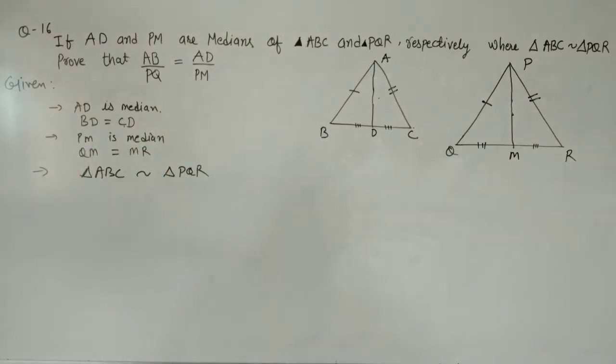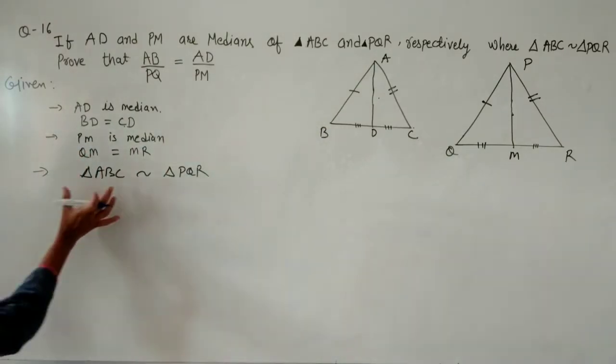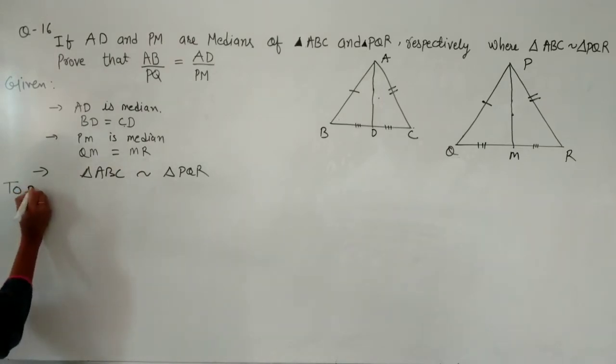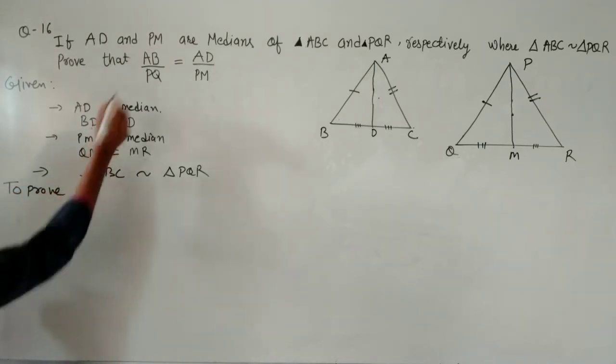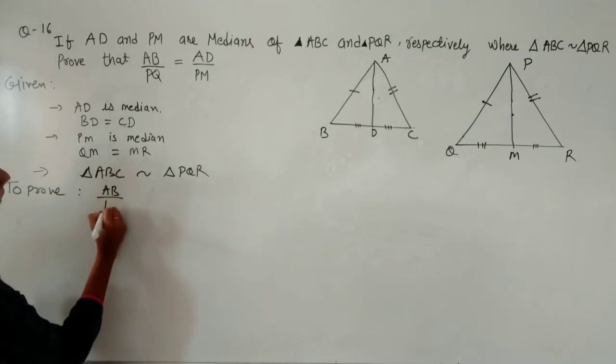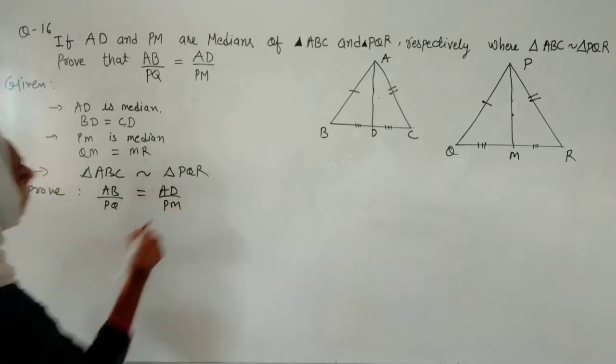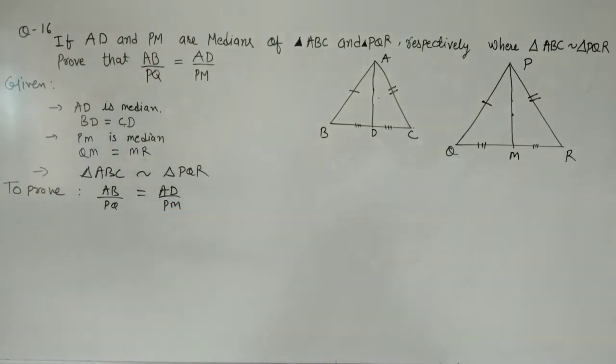So let us write what is given to us. First we will take this large triangle. Here I am writing what we have to prove. So what is our to-prove? What we have to prove is that AB by PQ equals AD by PM. So here we are beginning our proof. Let me begin our proof.